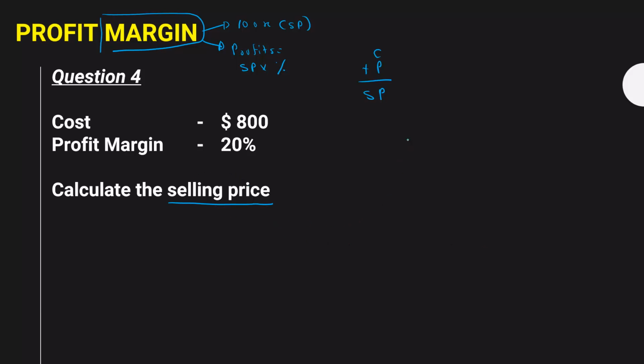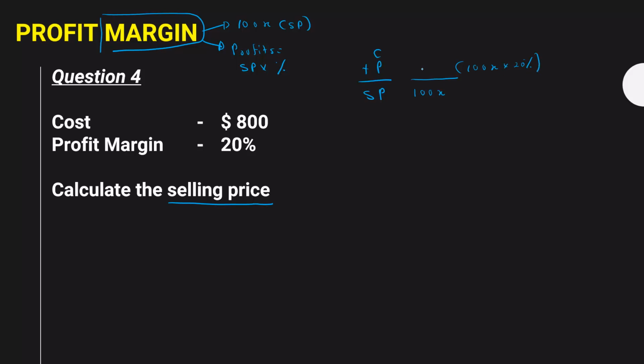So first what you have to do, assume your selling price as 100x. Then if your selling price is 100x, how much should be your profits? Let's calculate that. So how to calculate the profits under margin? Selling price into the percentage. That means 100x into the percentage, which is 20%.